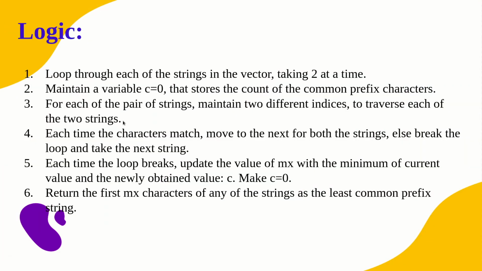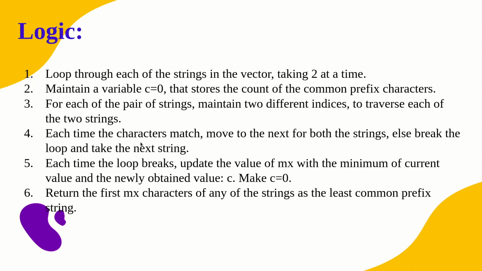So as simple as that, we don't have to keep track of the entire string. We just need the number of characters from the beginning and then we can ultimately find the prefix. For each pair of strings, maintain 2 different indices to traverse each of the 2 strings. This I'll help you understand while writing the code. Each time the characters match, move to the next for both the strings, else break the loop and take the next string. The step number 4 is the most important step, which is making our code very efficient.